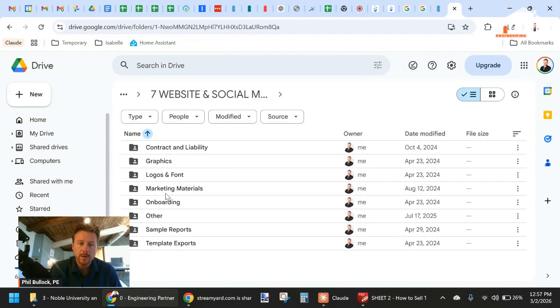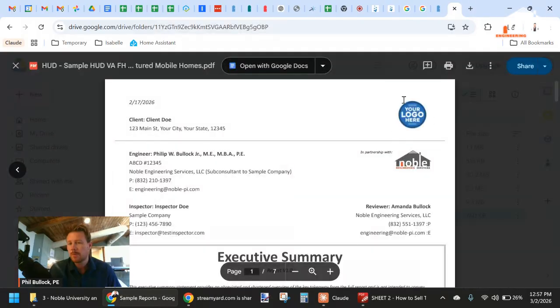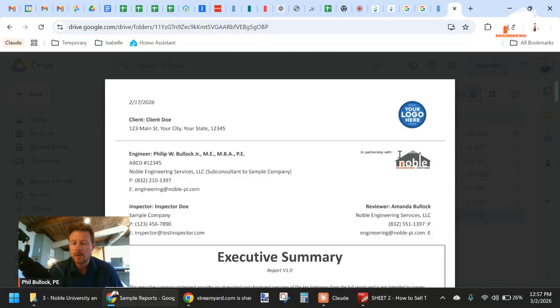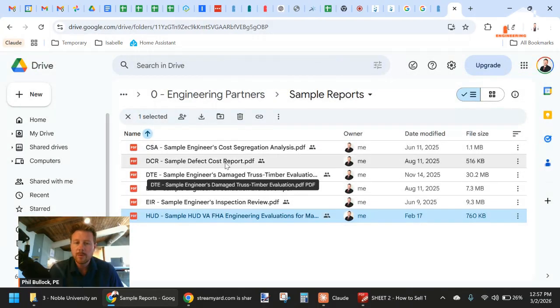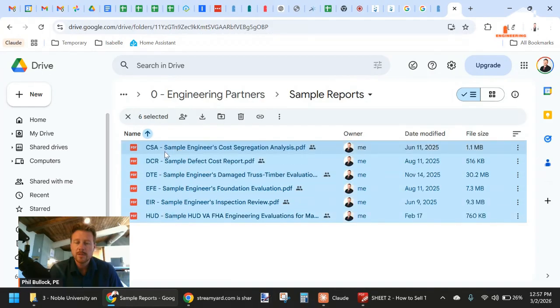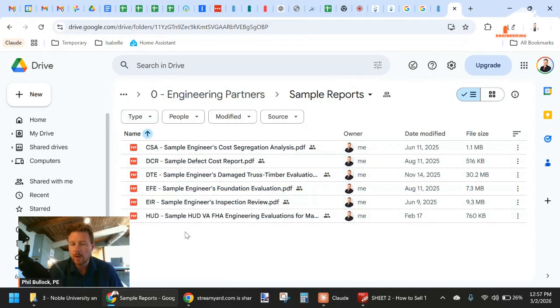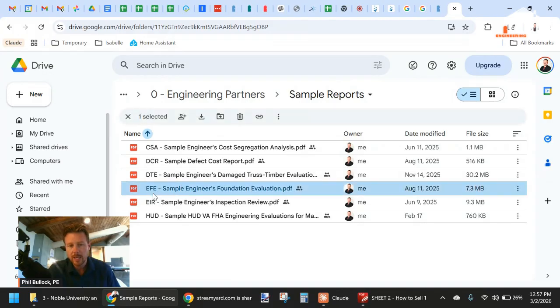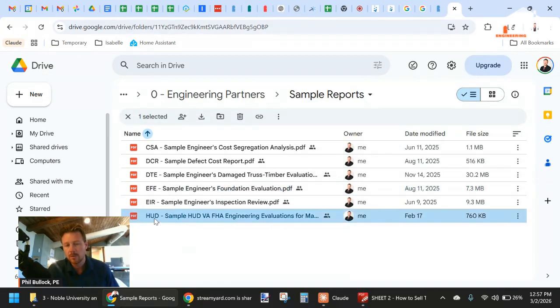Reports, but they say your logo here. So we always provide you with sample reports that have your own logo once we get it from you. And so you're going to want to put those on your website. We can provide any of these sample reports that you want. These are all of our services. You may not want to overload the client with all of those samples, but we certainly recommend an EFE sample and a HUD sample as a good starting point.